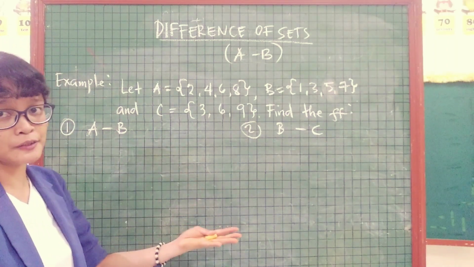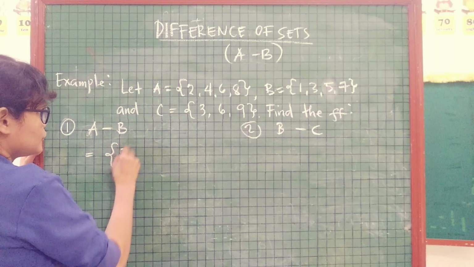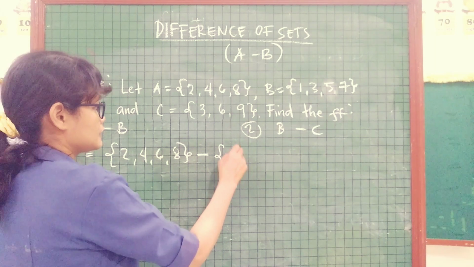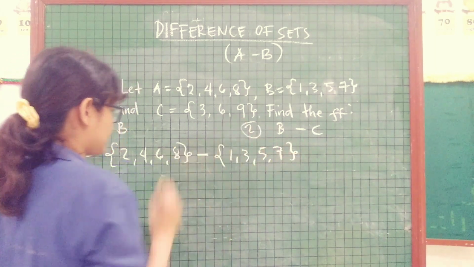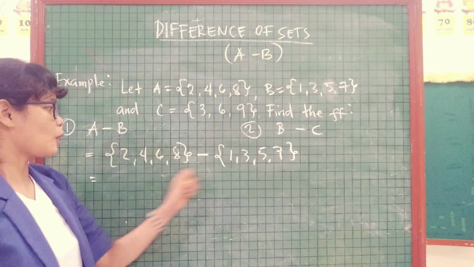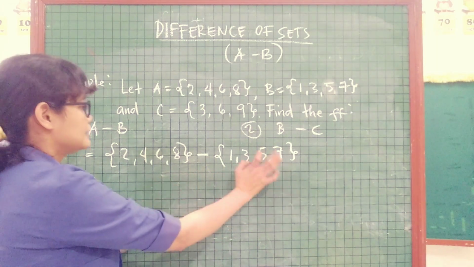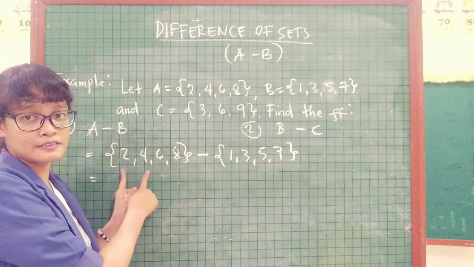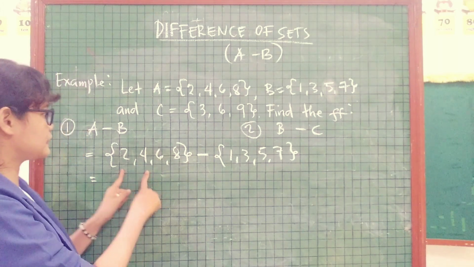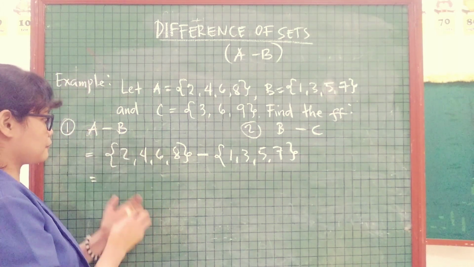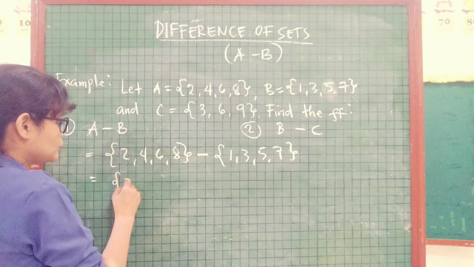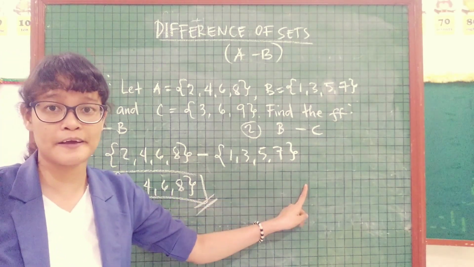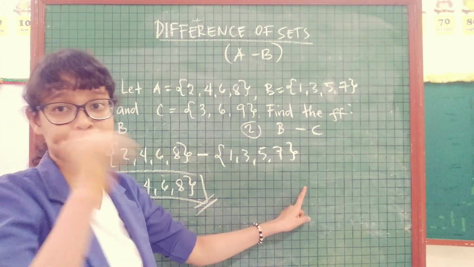So again, list down the elements of A and B. So you'll have 2, 4, 6, 8 minus the elements of B. So that is 1, 3, 5, and 7. Since there is no common element, tingnan nyo, dito sabi natin you have 1, 3, 5, 7. Wala kahit na anong elements na nandito sa set na to, na nandito sa set A. So ibig sabihin, the difference of set A and set B is simply equal to the elements of A, which are 2, 4, 6, and 8. And that's it. I-remove lang natin yung lahat ng elements na nasa B. That's how you get the difference of the sets.